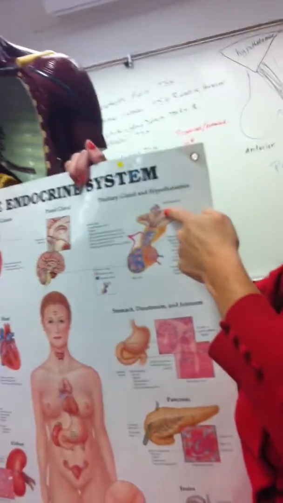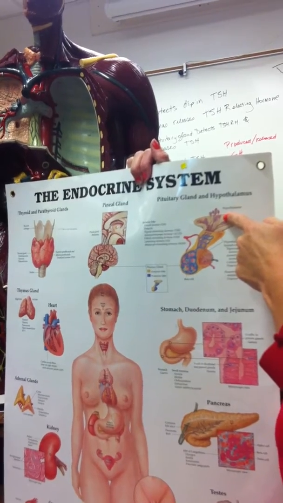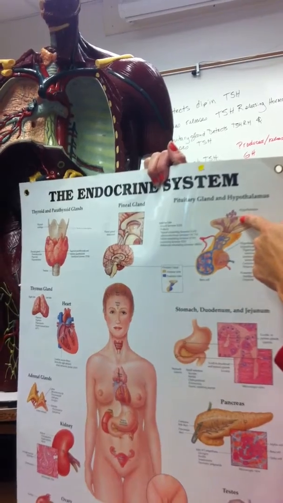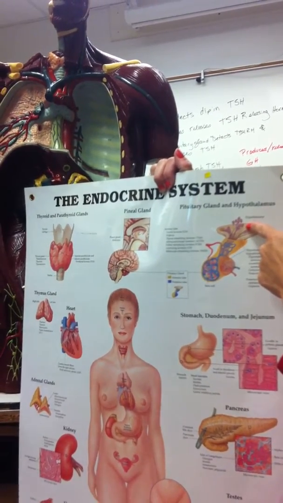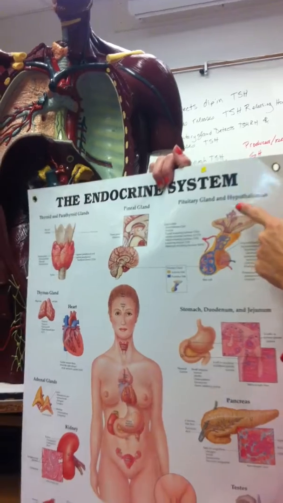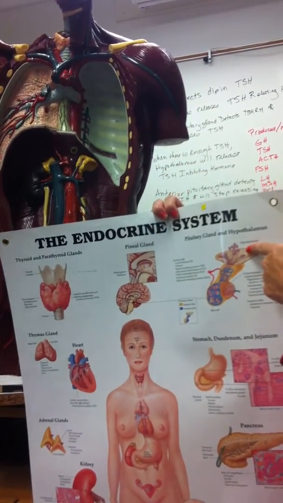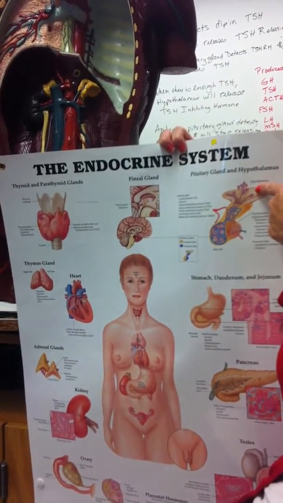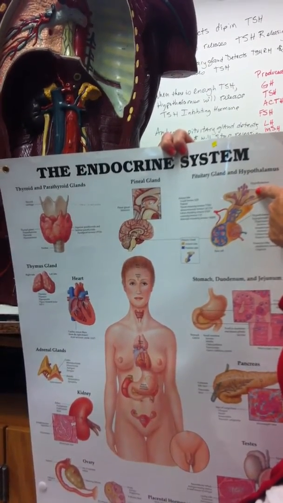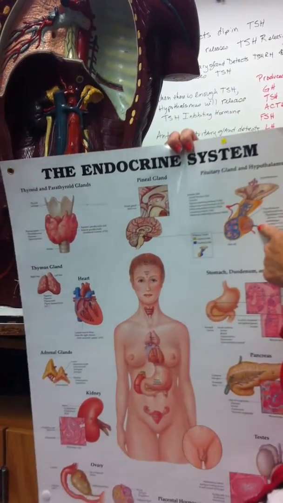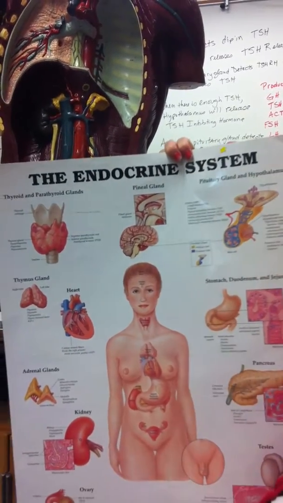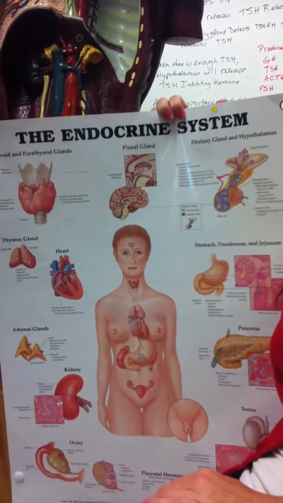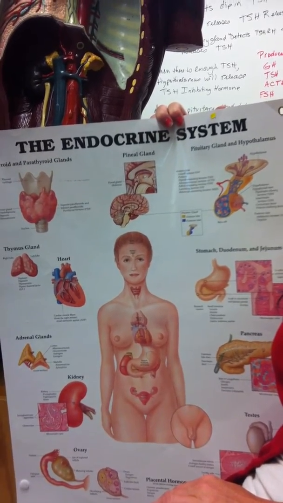Name a hormone produced by this tissue. Inhibiting hormones, or releasing hormones, or oxytocin, or vasopressin. Name a hormone produced by the tissue but not released by this tissue. Oxytocin or vasopressin. Where are those hormones released? Posterior pituitary gland.